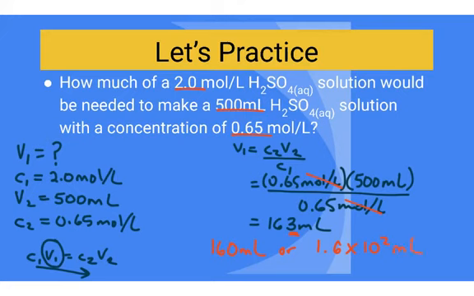That's another option. If you had converted this into liters, which you can, you're going to get 0.16 liters, and again, that would be 2 significant digits as well. So either way is fine.